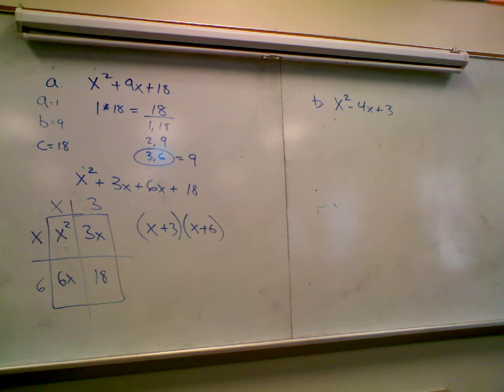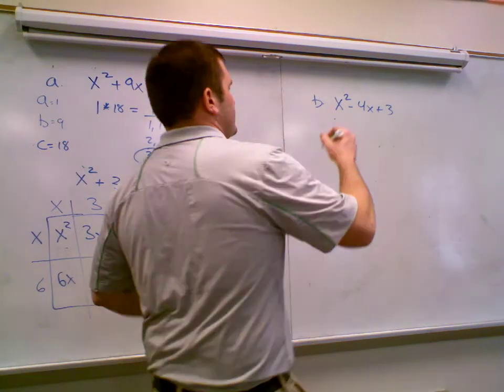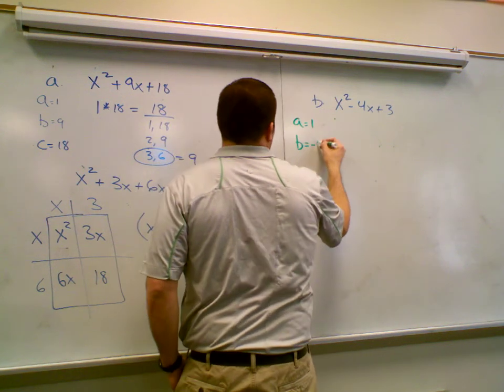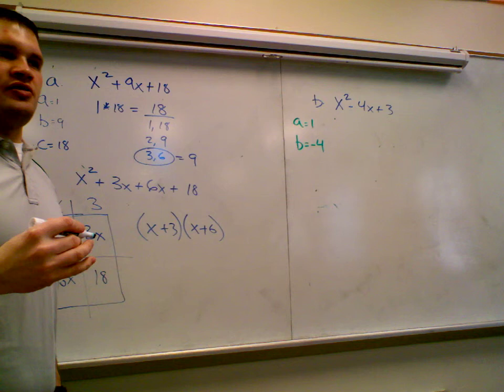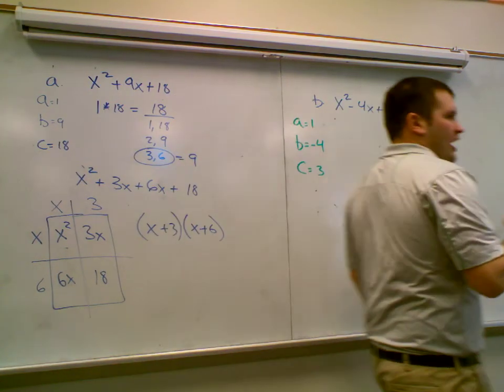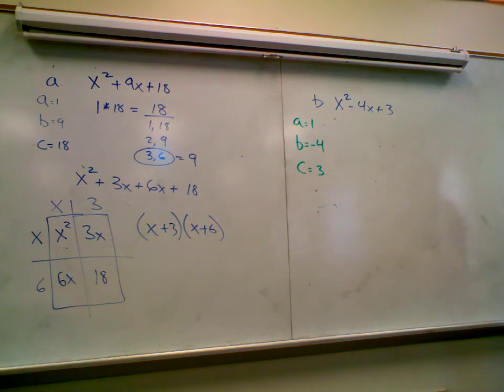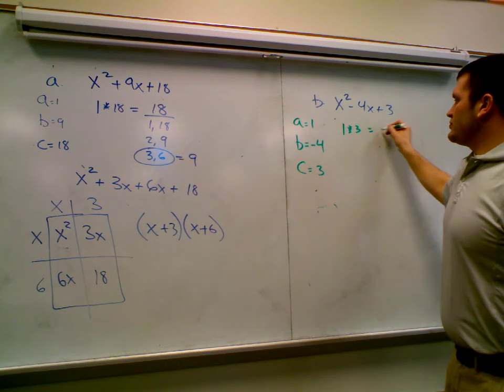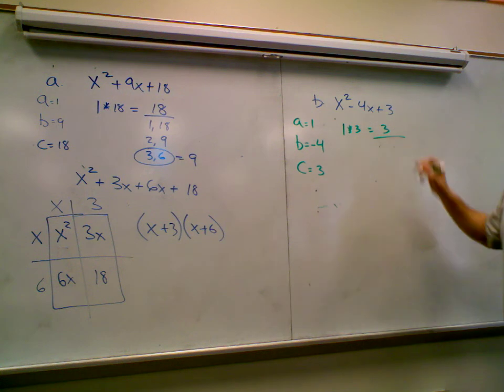Alright. B. What's our A value? 1. What's B? Good job. -4. What's C? 3. So because we're subtracting here, B is -4. Step 1. Multiply A and C. What's A? 1. What's C? 3. 1 times 3 equals 3. Good. Factors of 3. 1, 3.